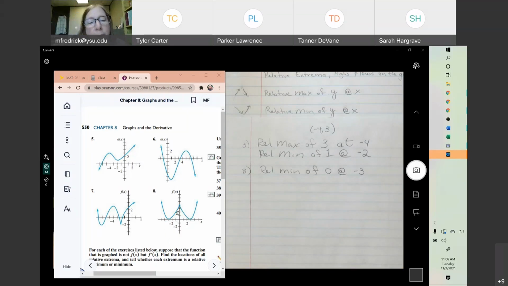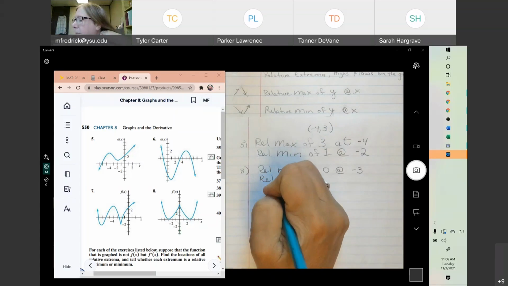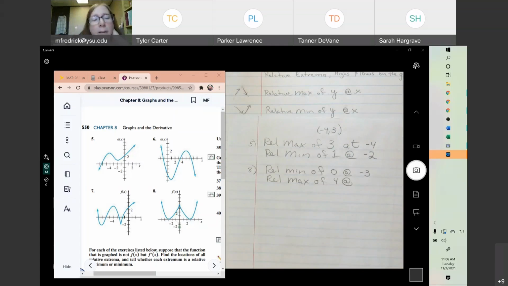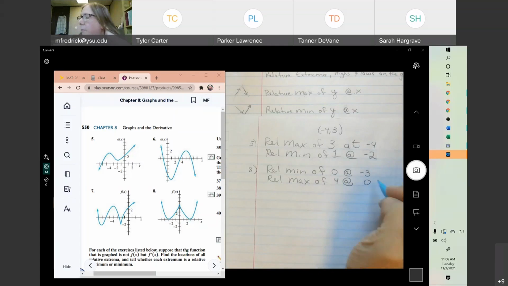Now we're increasing until we hit right here on the y-axis where we start to decrease. So we have a high point here because increasing and then decreasing. And you can tell when it's making a hill, it's a high point or a max. When it's a valley, it's a low point or a min. So this would be a high point. The y value 1, 2, 3 is 4. So there's a relative max of 4 at 0. Any questions on that?